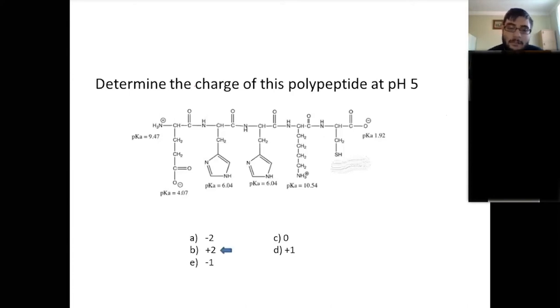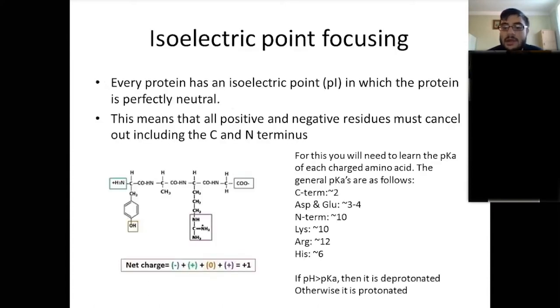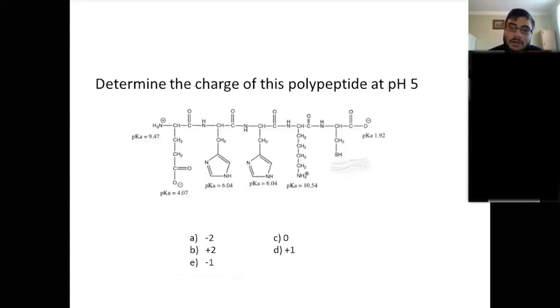The correct answer is B. Like I mentioned, it's tricky, guys. If pH is greater than pKa, then it's deprotonated. Otherwise, it's protonated. Just remember that rule. So we're looking at pH equals 5. At pH 5, you have to look at the pKa's. NH3 plus is still protonated, and the C-terminus is still deprotonated. So that's one positive on the left, one negative on the right, neutral so far.